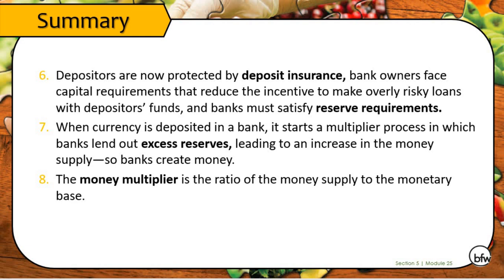The money multiplier is the ratio of the money supply to the monetary base, and again, just as a review, the money multiplier is equal to 1 over the reserve requirement.